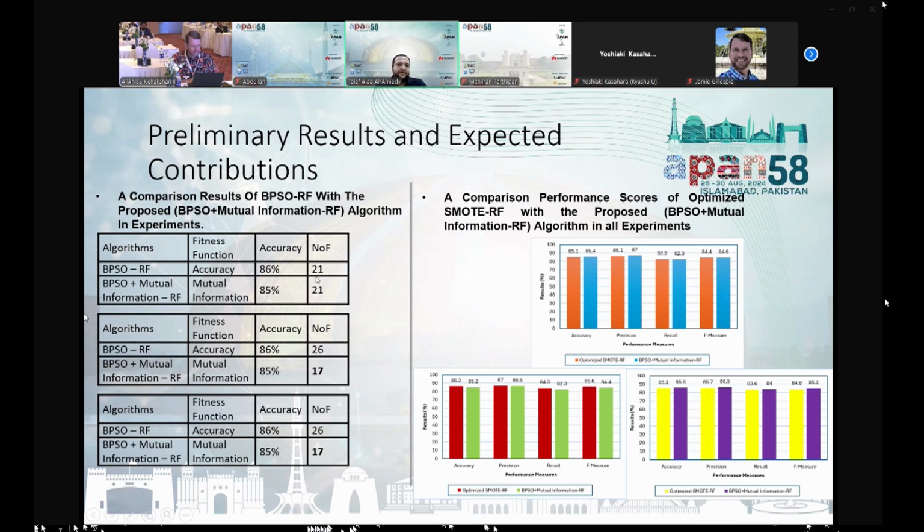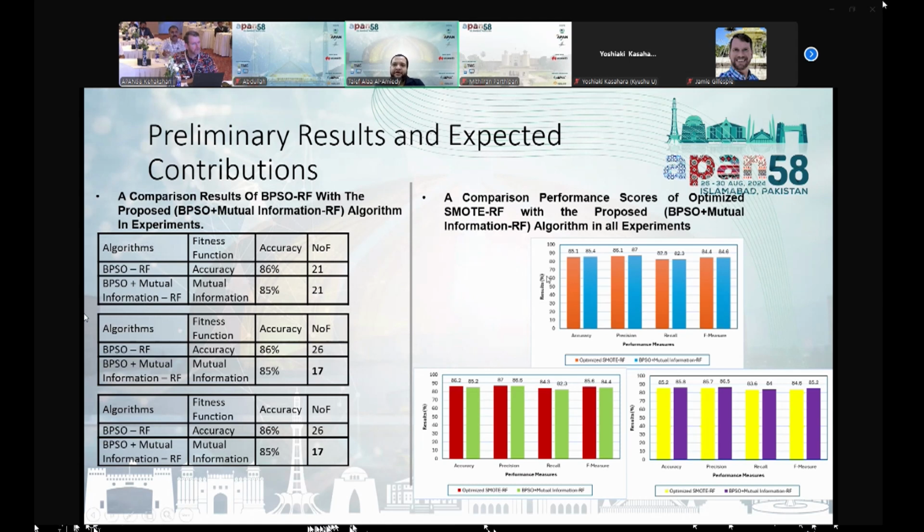Here also, in terms of the number of selected features, we have a similar subset of features in the first table, but in the second and third tables, the proposed feature selection technique is better than the existing solution. It is able to reduce the subset of features to 17 compared to 26 in the existing solution. On the left side, we can see in the figure the performance of the proposed technique in terms of accuracy, precision, recall, and F-measure.